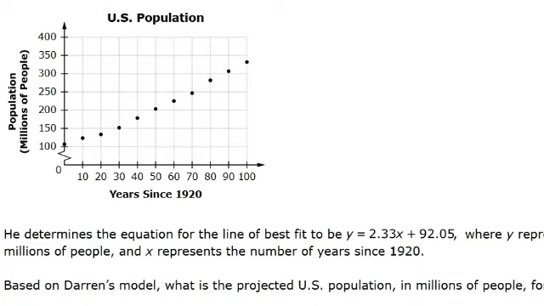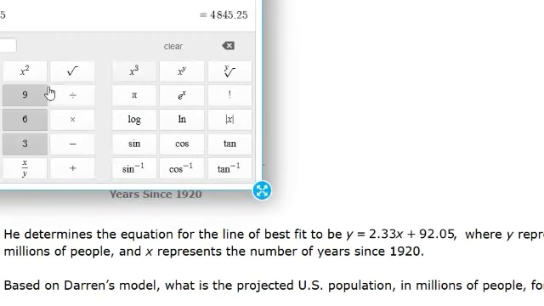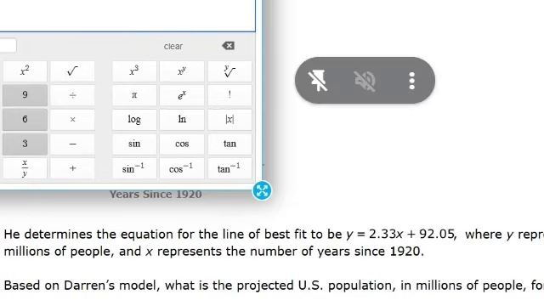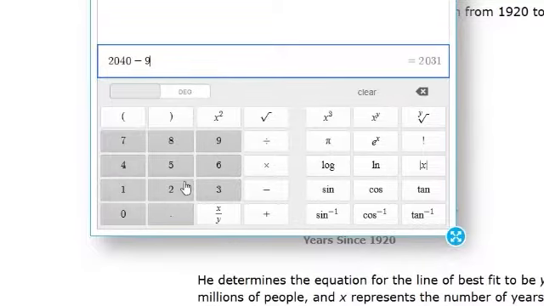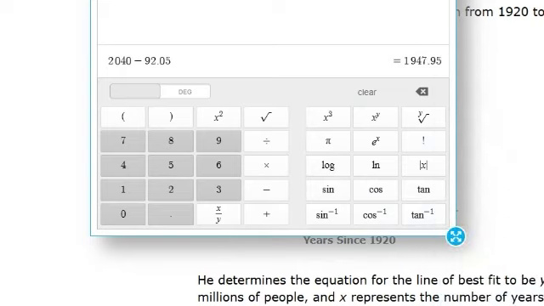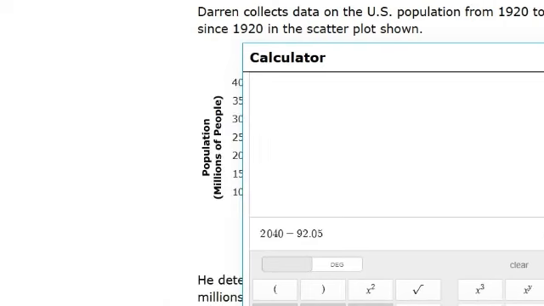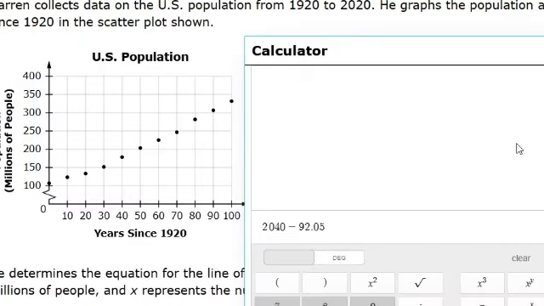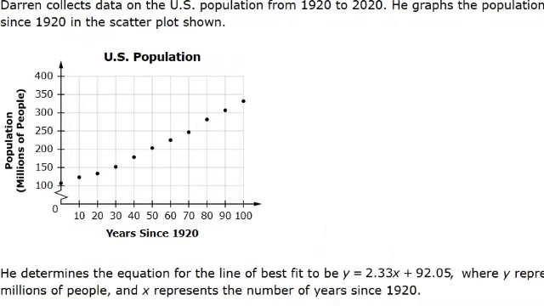Number of years since. So y is 2040. 2040 minus... since 1920, right? What happened? See, what are you doing? X represents what? X represents since 1920.